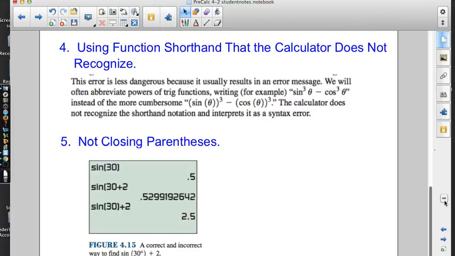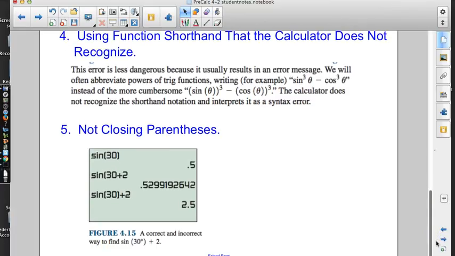We will often abbreviate powers of trig functions, writing sine cubed of theta minus cosine cubed of theta instead of the full form, and it's mostly because of the parentheses. It just becomes a big hassle to put all those parentheses on there. So we'll generally shorthand these pieces, but the calculator would not acknowledge that. The calculator doesn't recognize the shorthand notation and yells at us for a syntax error when that happens. But we're not going to use the calculator a whole lot for those types of things anyway.